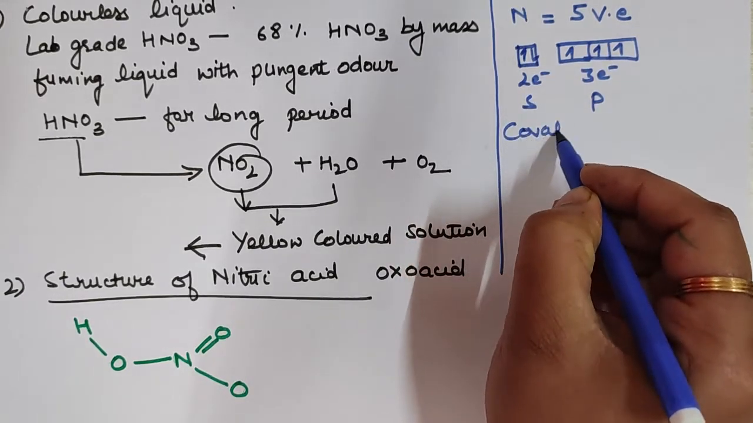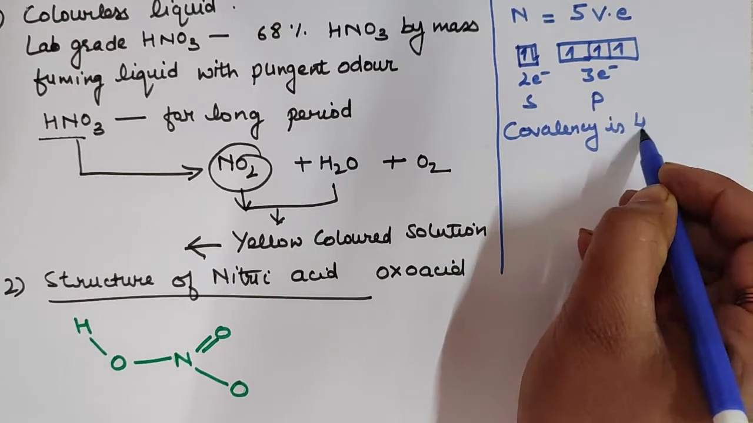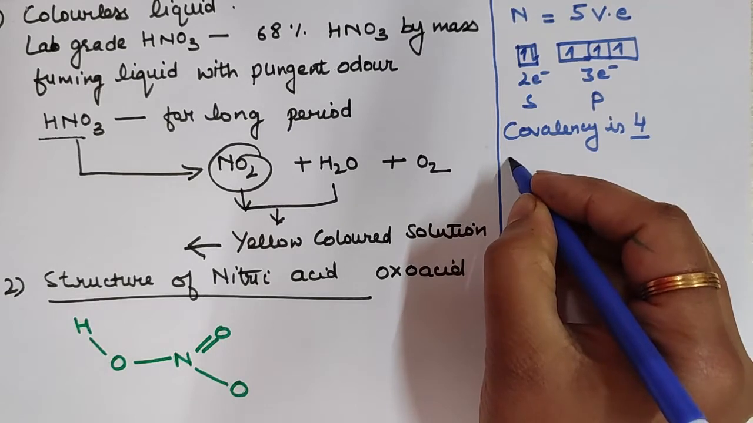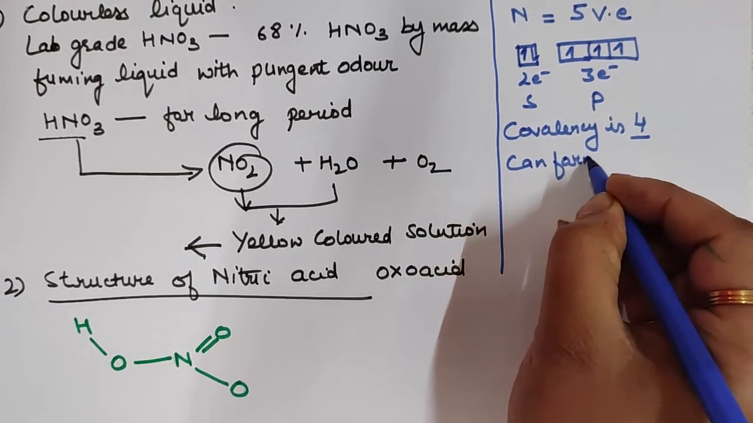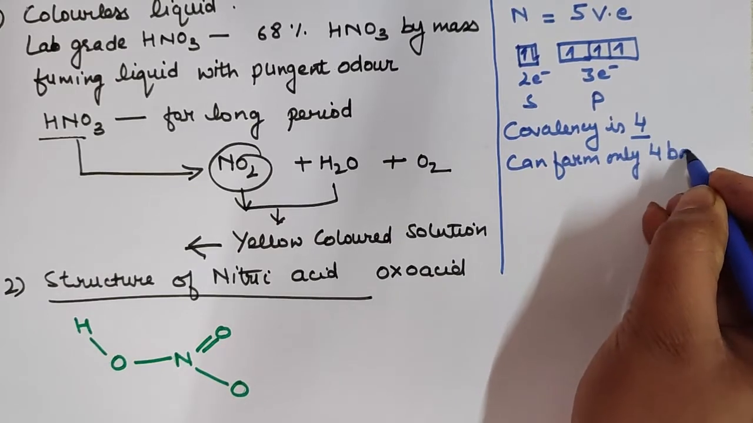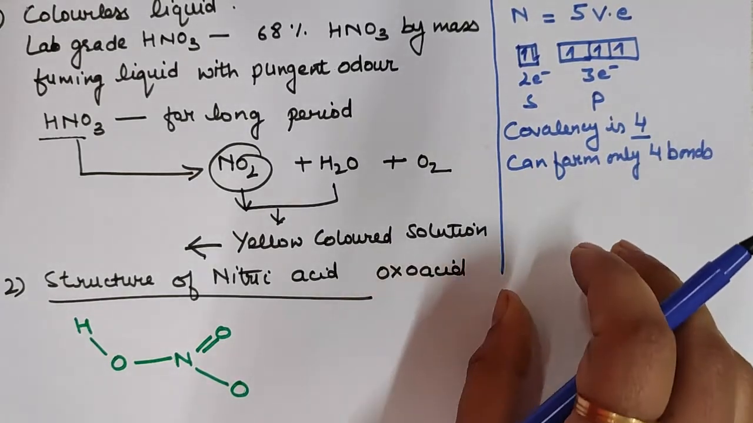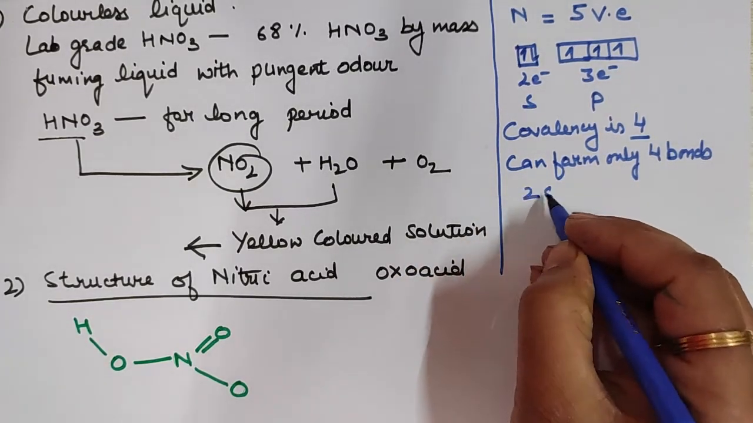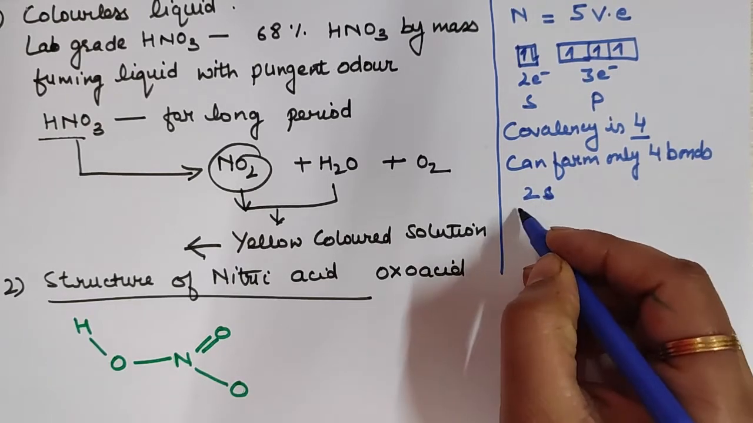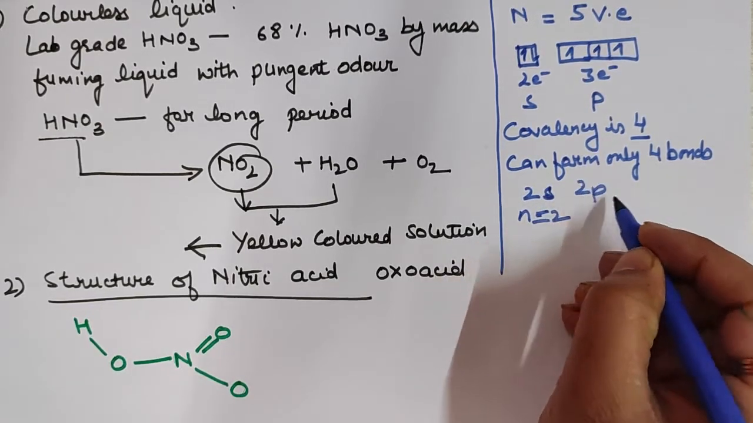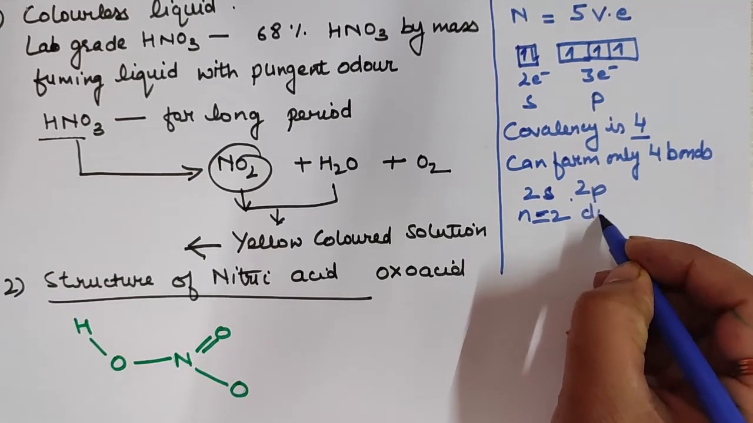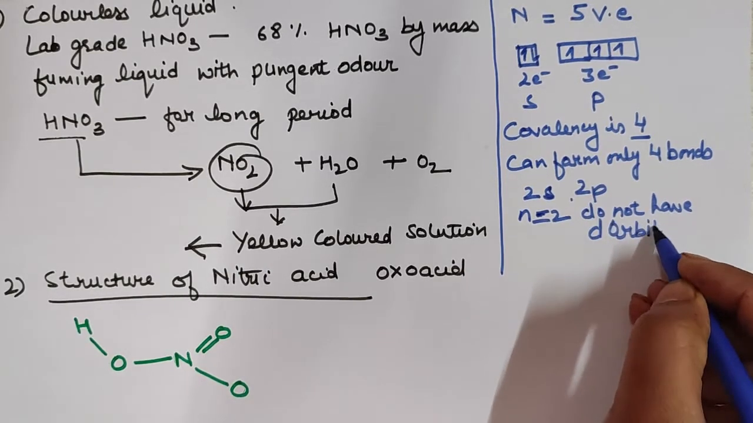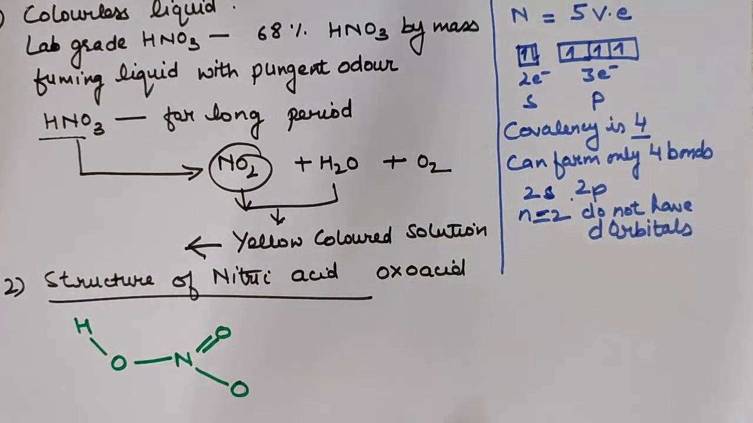So the covalency is 4. It can form only 4 bonds. This is because it does not have d orbitals. When we have 2s and 2p, n is equal to 2, at that time we do not have d orbitals. So d orbitals are not there, so it can form only 4 bonds.